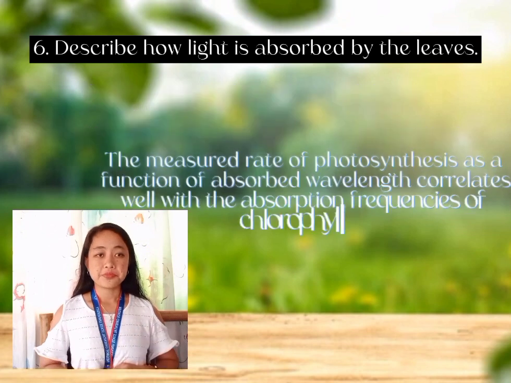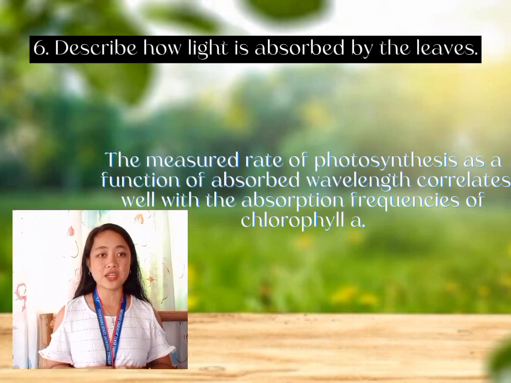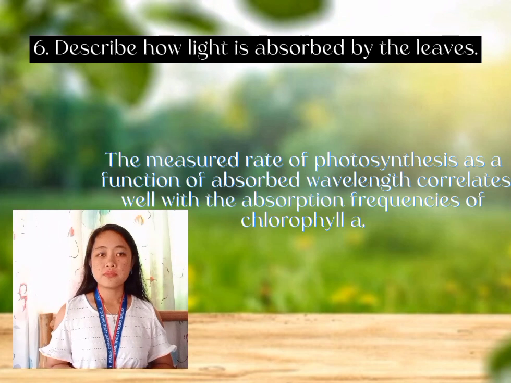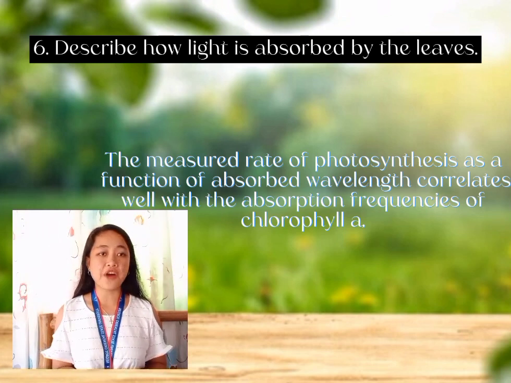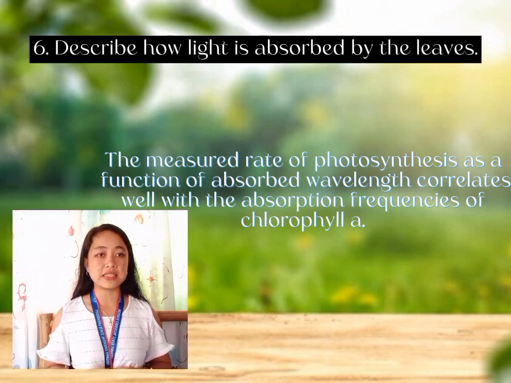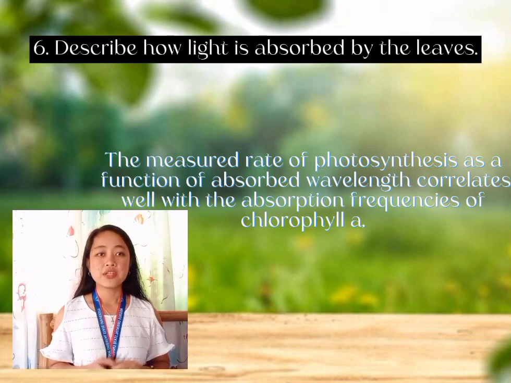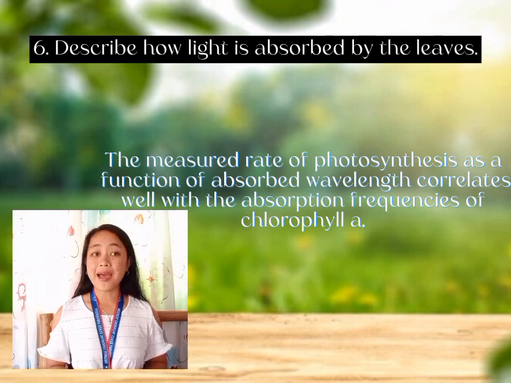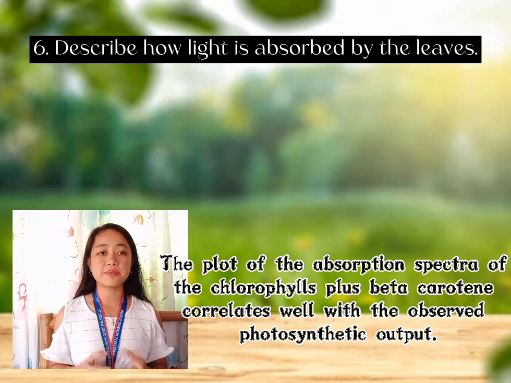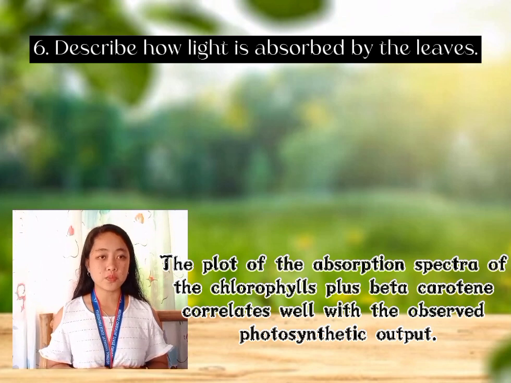So, the measured rate of photosynthesis as a function of absorbed wavelength correlates well with the absorption frequencies of chlorophyll A, but makes it evident that there are some other contributors to the absorption. The plot of the absorption spectra of the chlorophylls plus beta-carotene correlates well with the observed photosynthetic output.